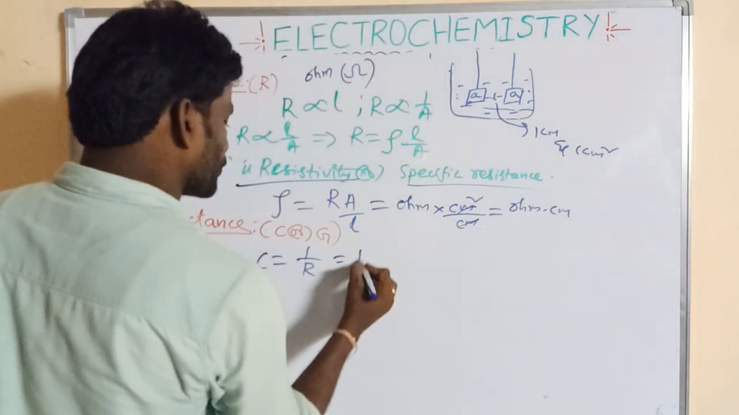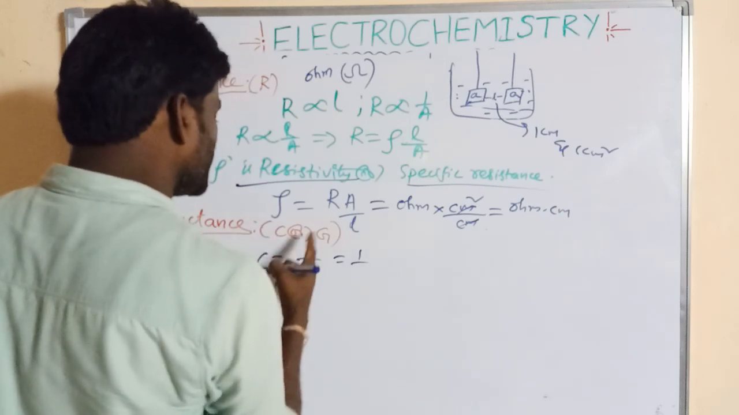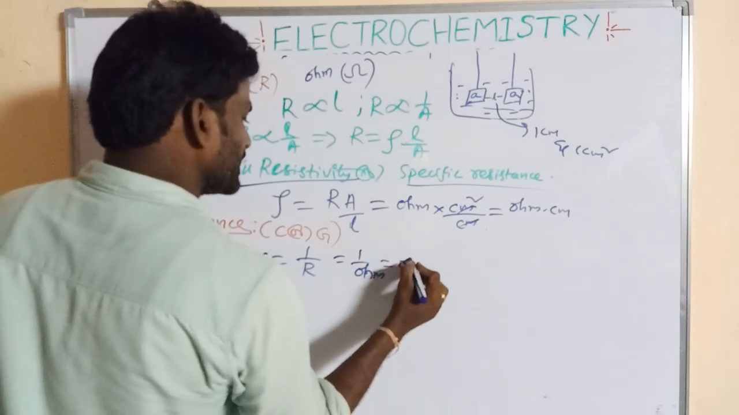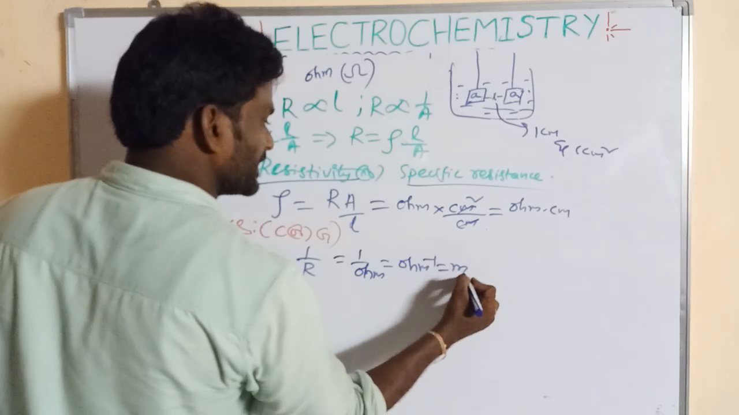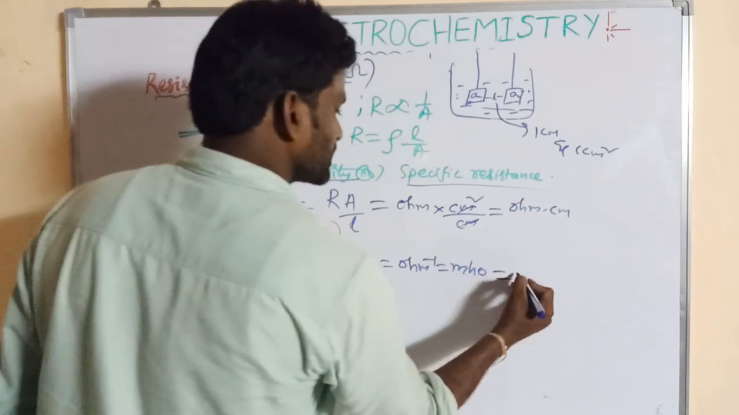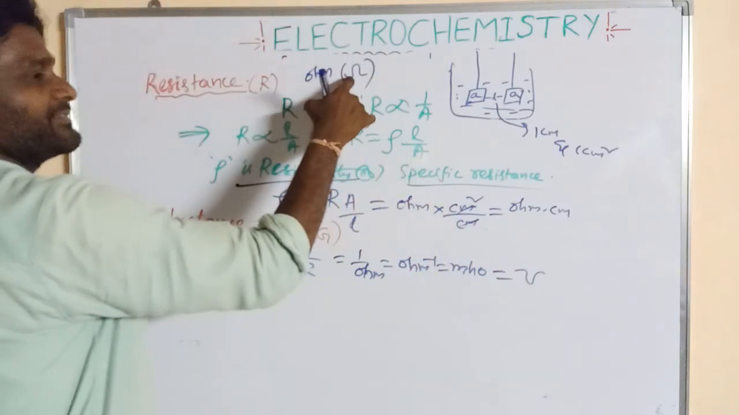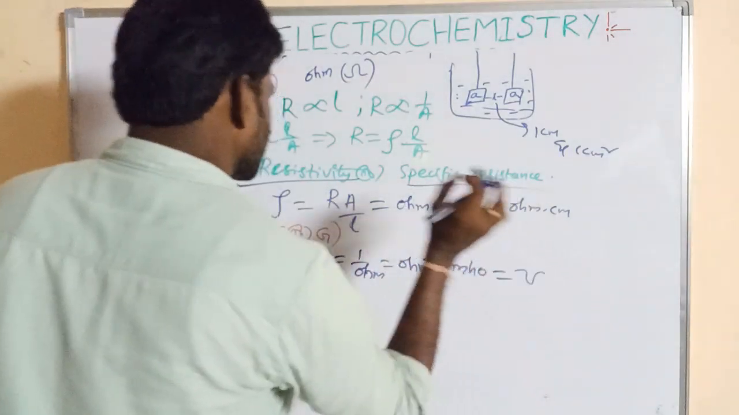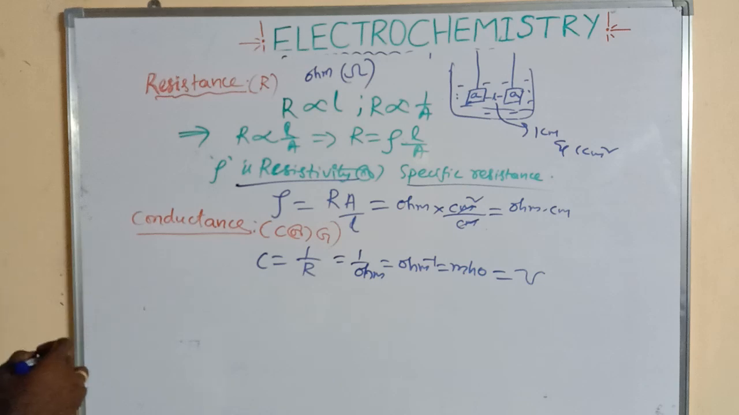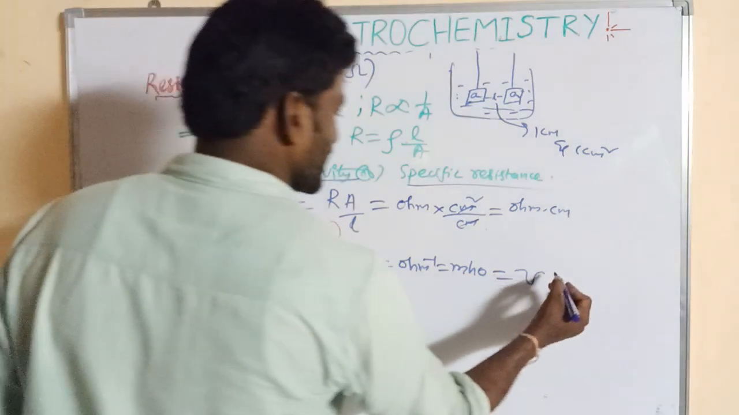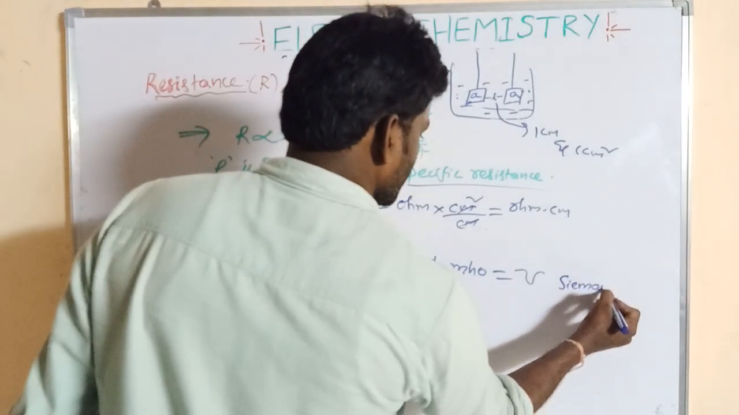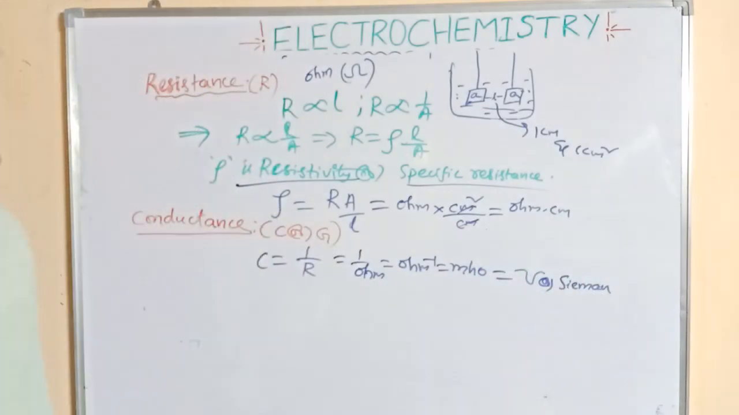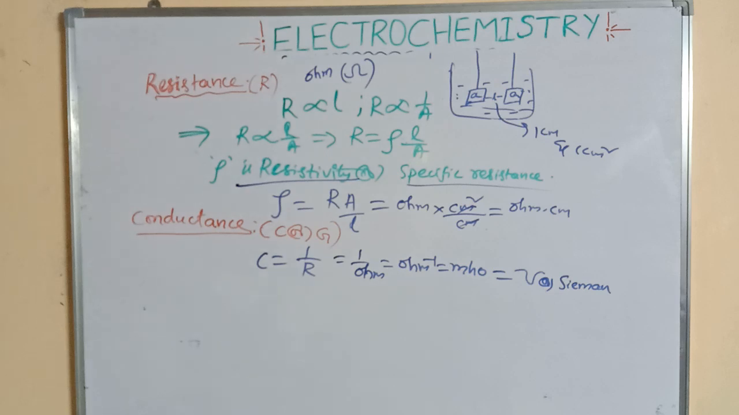Okay, what are its units? 1 by ohm. So 1 by ohm can be written as ohm inverse. Ohm inverse can be written as mho, or we can write its symbol. So the units are ohm inverse, mho, or Siemens. This is the conductance. Now I am going to explain about specific conductance.